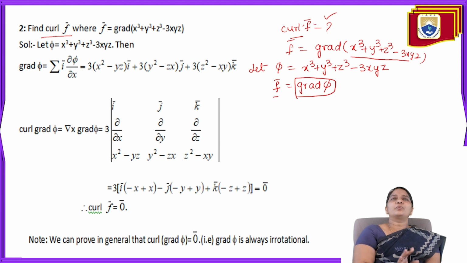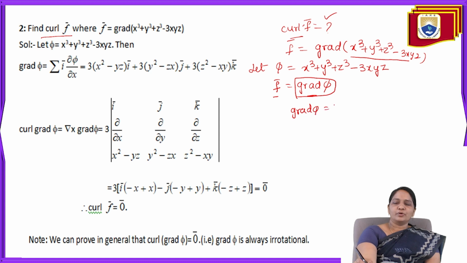That's why first we have to read the question properly. We have to analyze the question. What is the given data? How can we calculate the curl F? So first we should calculate the grad pi. How can we calculate the grad pi? If we know the formula for the grad pi, then we can calculate it. So here, what is the grad pi formula?